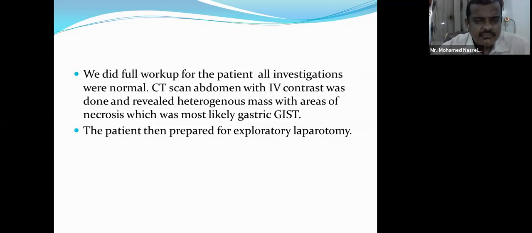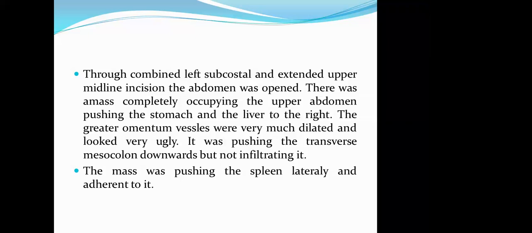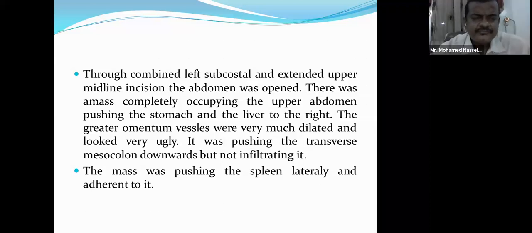Through a combined left subcostal and extended upper midline incision, the abdomen was opened. There was a mass completely occupying the upper abdomen, pushing the stomach and the liver to the right. The greater omental vessels were very much dilated and looked very ugly. It was pushing the transverse mesocolon downwards, but not infiltrating it. The mass was pushing the spleen laterally and was adherent to it.